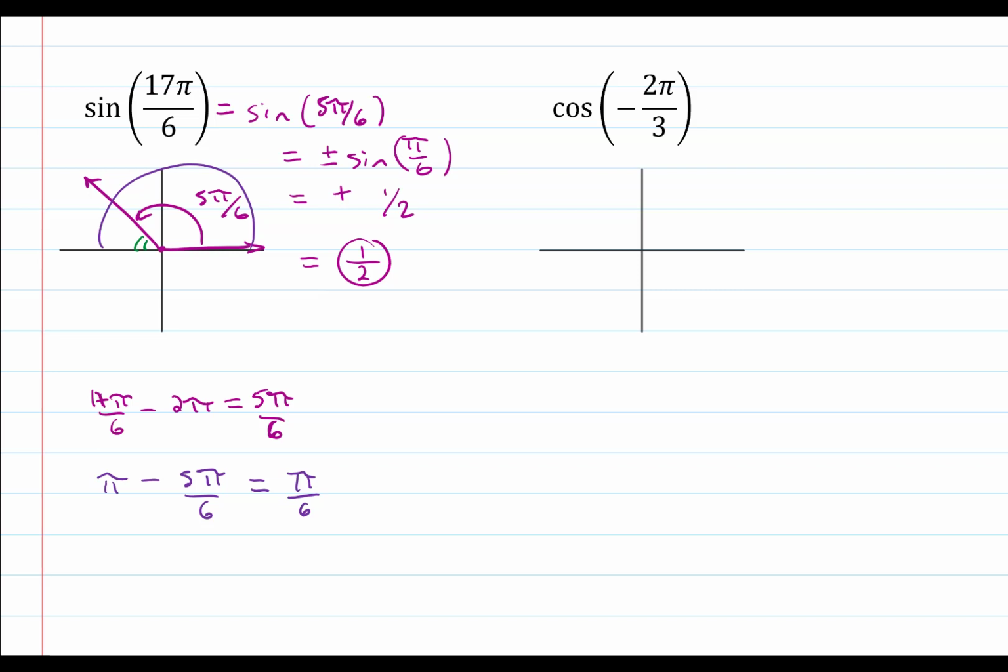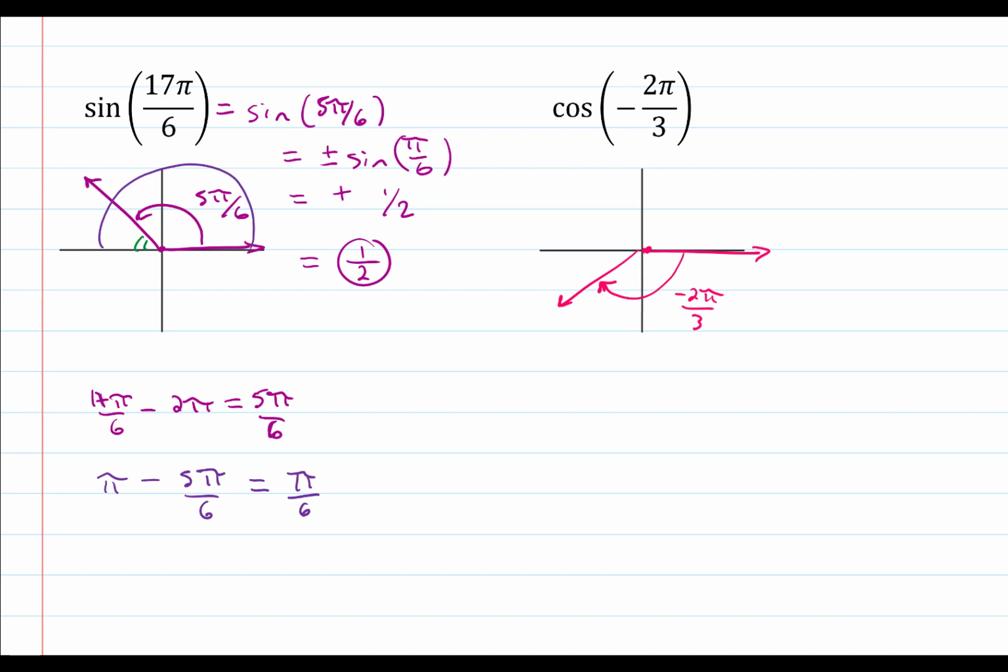Let's now go to the second example, where you're being asked to evaluate cosine of negative 2 pi over 3. So in this case, if you prefer not to work with negative angles, you could find the coterminal angle that is between 0 and 2 pi. You can do that by taking 2 pi minus 2 pi over 3. I'm going to work with the negative 2 pi over 3, however, and because of the clockwise rotation, I know my terminal side is going to be in quadrant number 3.